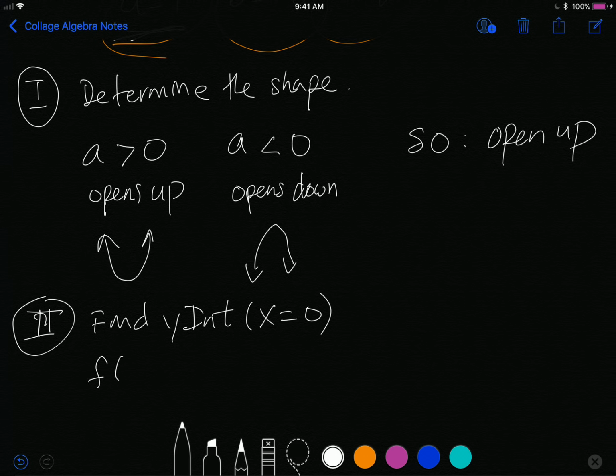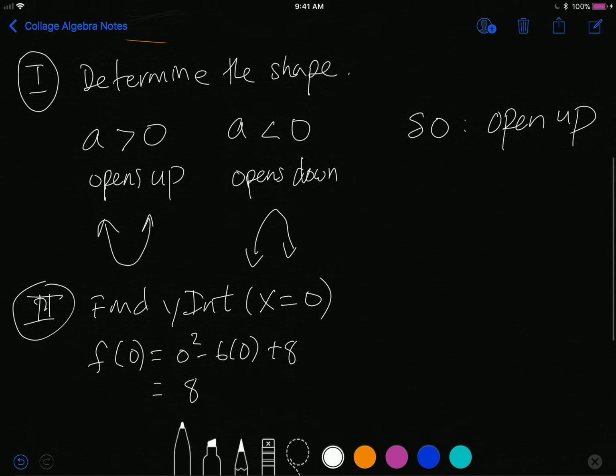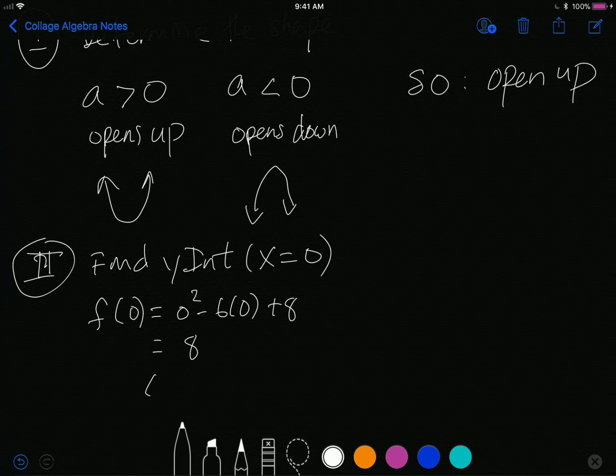And so that is f of 0, plugging 0 for x. 0 squared minus 6 times 0 plus 8, which is equal to 8. And so my y-intercept is going to be (0, 8). So I know my graph opens up and it goes through a y-intercept of (0, 8).